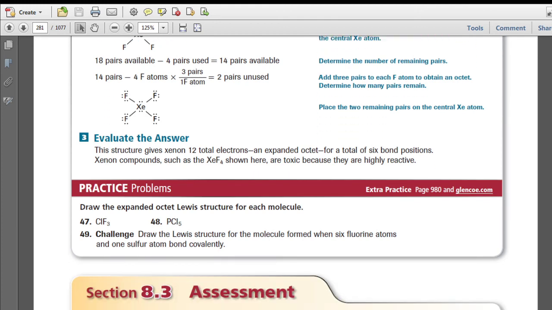This is what the Lewis structure of the compound would look like. Okay, so let's do another example. I'll let you try chlorine trifluoride. Pause the video and give this one a try.